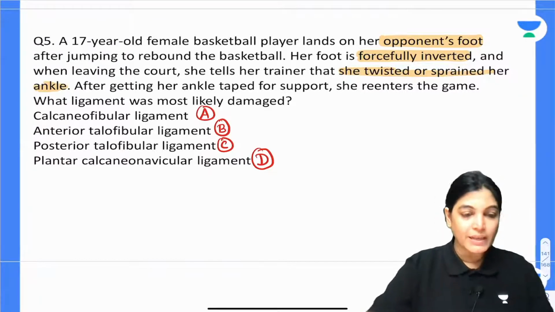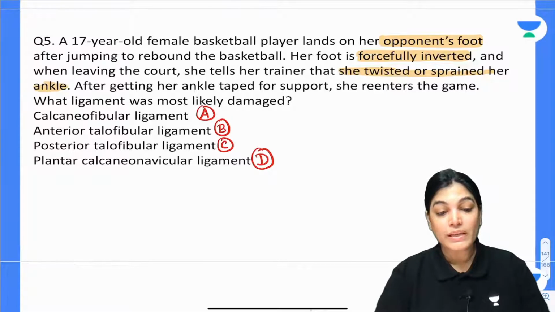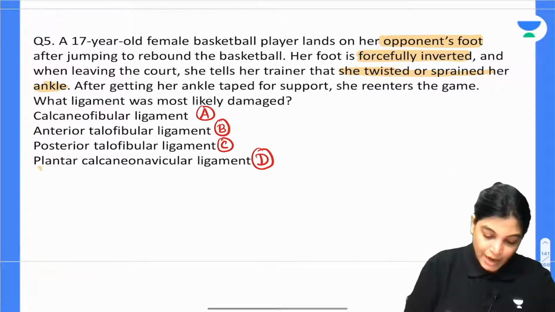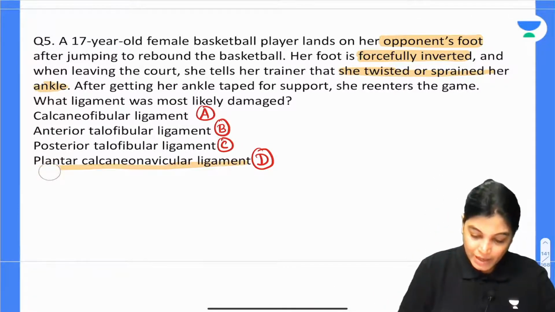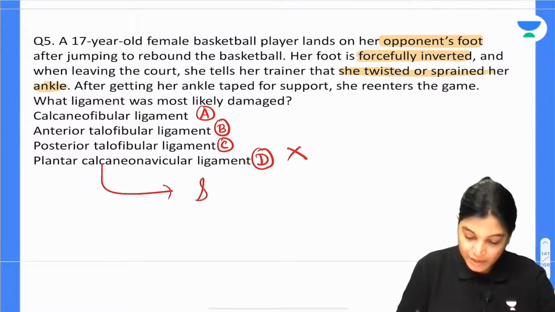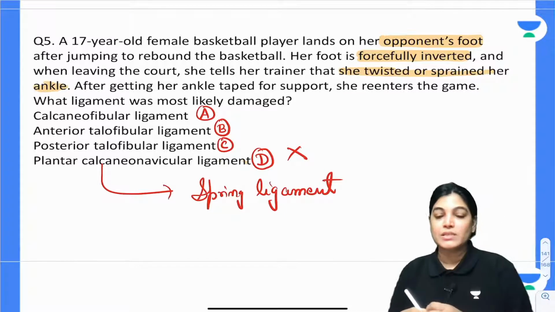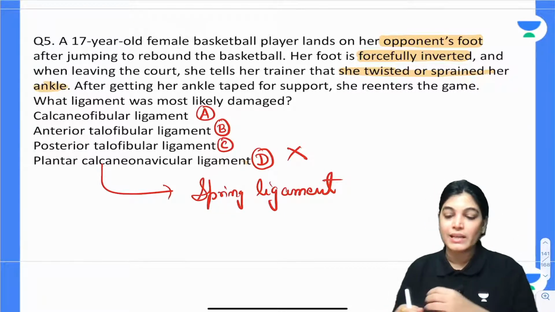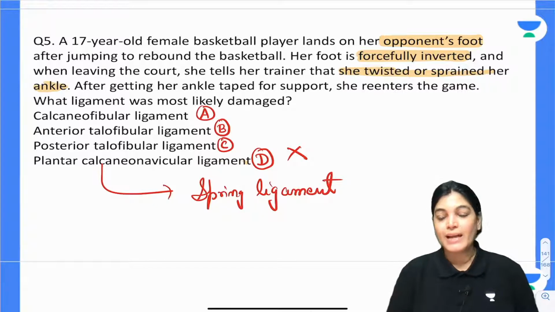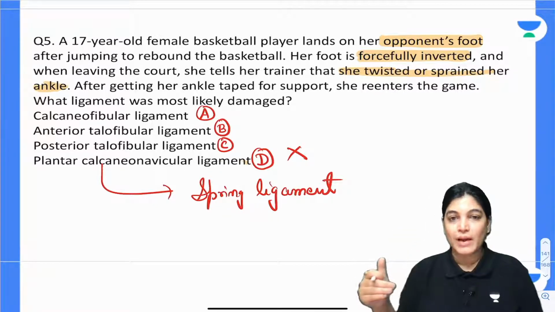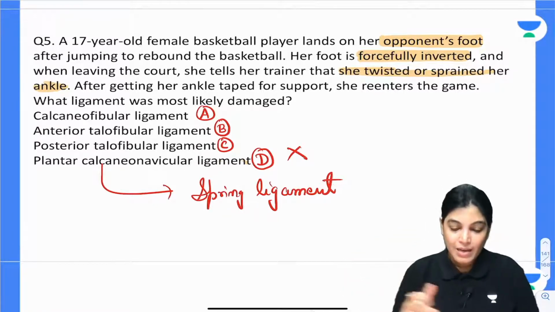Okay. So actually we have to know the most important ligament which is involved here. Plantar calcaneonavicular ligament is not the right answer, so I will rule it out. It is also called the spring ligament. It is attached to the sustentaculum tali of the calcaneum bone and to the navicular bone, and it is supporting the head of the talus. So it is not damaged.